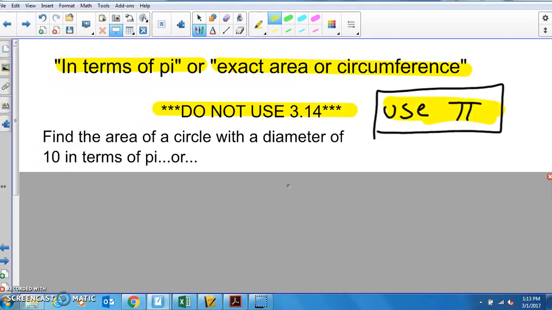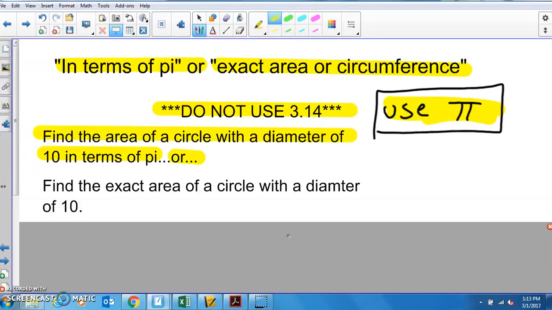All right, so the way a question may be read is it may say, find the area of a circle with a diameter of 10 in terms of pi. Or it may say, find the exact area of a circle with a diameter of 10. And I just realized I just misspelled diameter.